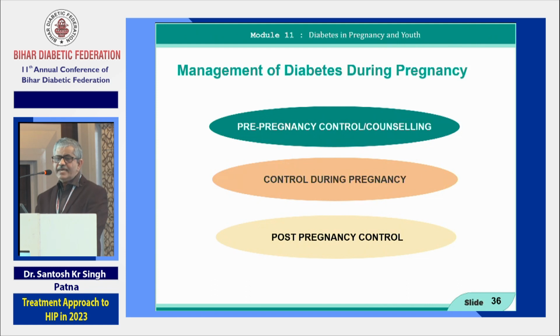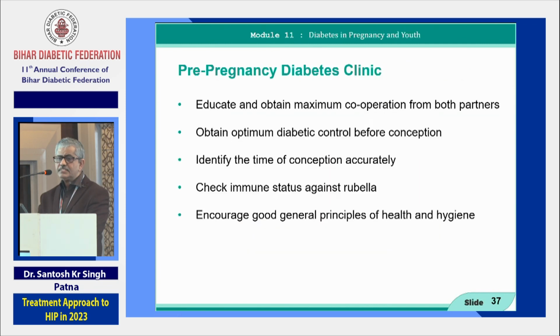So we come to the management part: pre-pregnancy counseling, control during pregnancy, and post-pregnancy. These are the crux of management, starting from the pre-pregnancy level. Educate and obtain maximum cooperation from both partners, and obtain diabetic control. This is very important before conception because we are well aware of the embryopathy which can occur in diabetics, and a simple implantation won't happen in a hyperglycemic milieu. So we have to have proper control even beforehand.